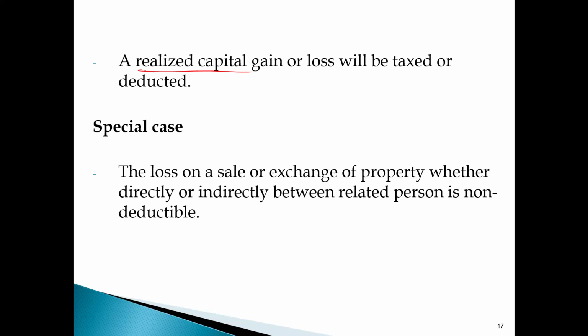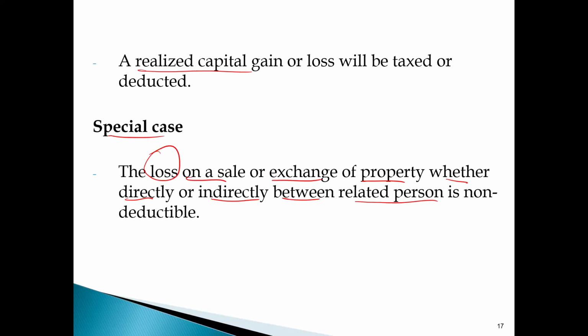Another special rule that you need to remember with respect to capital gain or loss on assets is that loss on sale or exchange of properties, whether directly or indirectly, between related persons is not deductible. It means if you sell the property to your related party and you record a loss, this loss is not deductible, even though it is actually realized. So it is a special rule. But if you dispose of the asset to a third party, if it is a loss, you can claim deduction.